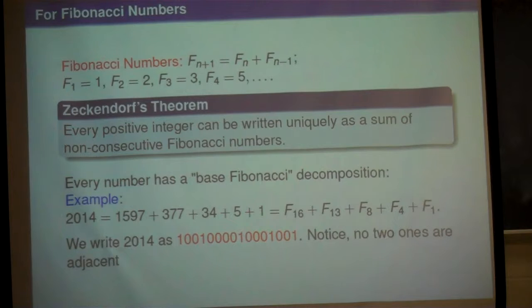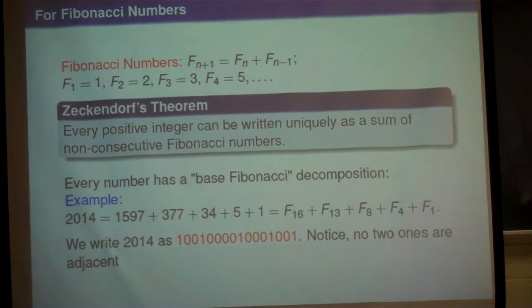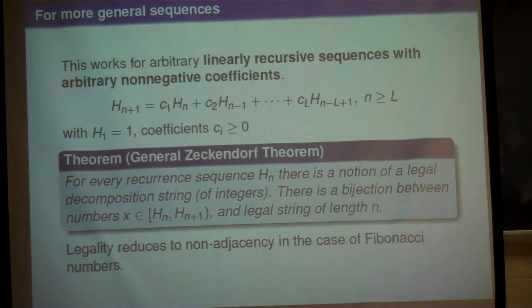And notice we're starting our Fibonacci numbers a little bit strangely here. We're starting with a 1 and then a 2, instead of a 1 and then a 1. But it's really the same thing. And so we can write 2014 in base Fibonacci. And so we can do a similar sort of thing to our binary decomposition. And in general, if we take an arbitrary linearly recursive sequence and we make sure that all of our coefficients are non-negative, there's in fact a general way of constructing a unique decomposition for integers in the interval H_n to H_(n+1).